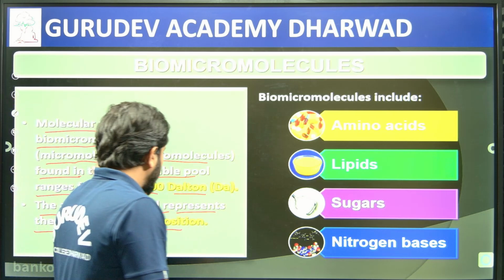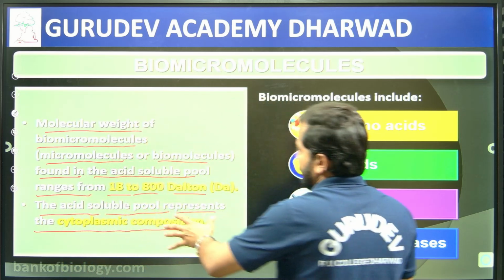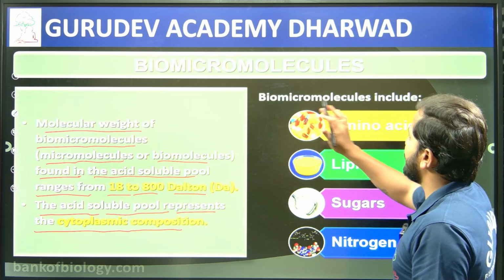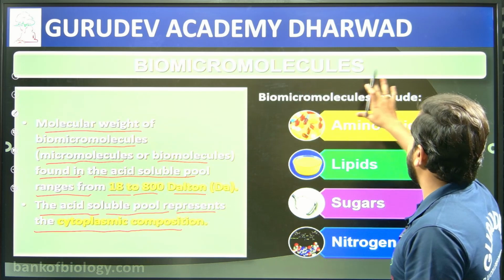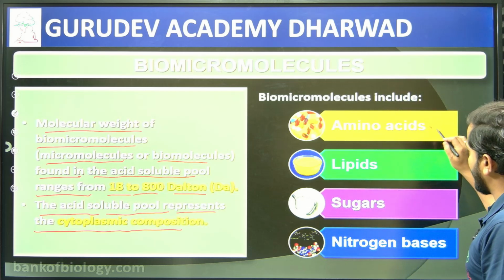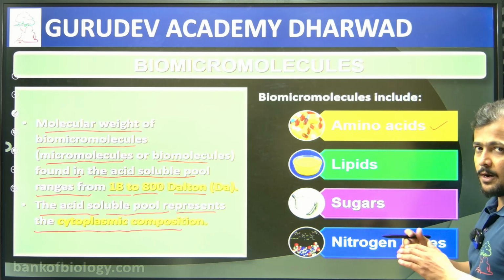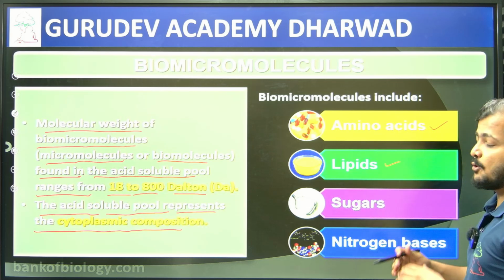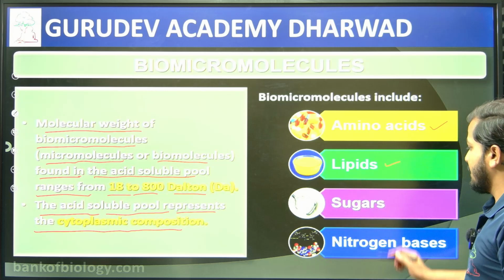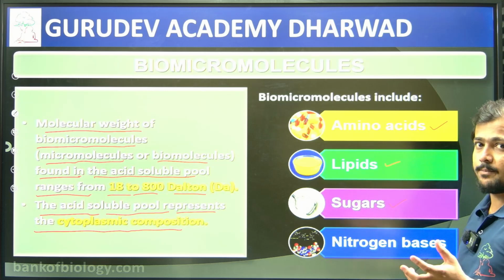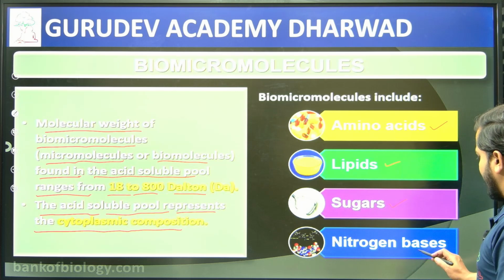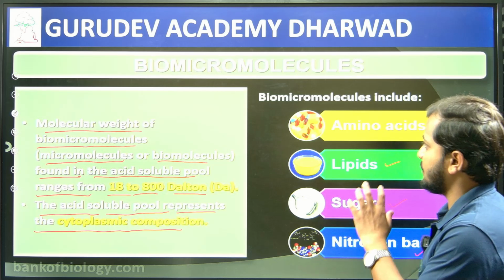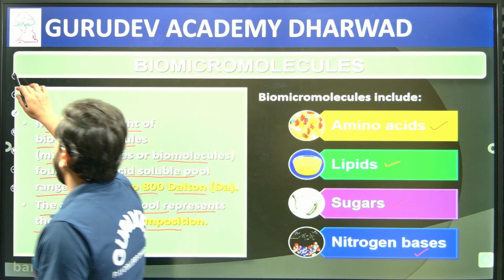So overall, whatever we extract with trichloroacetic acid, the biomicromolecules include amino acids. Amino acids combine to form protein, which is a macromolecule; lipids form fat; sugars combine to form carbohydrate; nitrogen bases combine to form the DNA structure. That is what you are going to find.